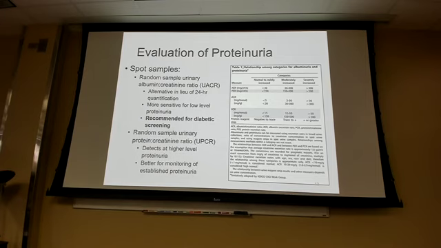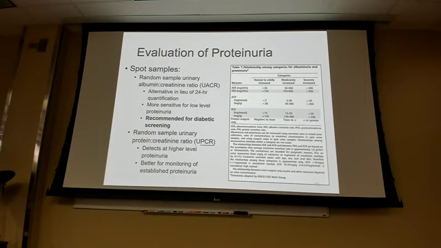So UACR, urinary albumin to creatinine ratio, that's our common one to evaluate for proteinuria. So something you would order. That's your microalbuminuria test. Right? That's what the microalbuminuria test is, urinary albumin to creatinine ratio. Okay? There's another one called UPCR, protein to creatinine ratio. So that's somebody we're following for established proteinuria, potentially of another cause. All right? So just UACR is going to be your more common one that you order.